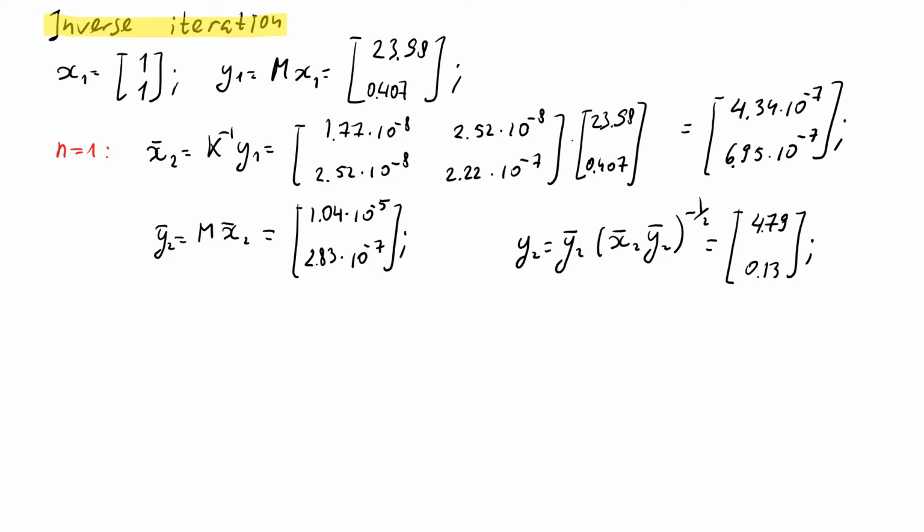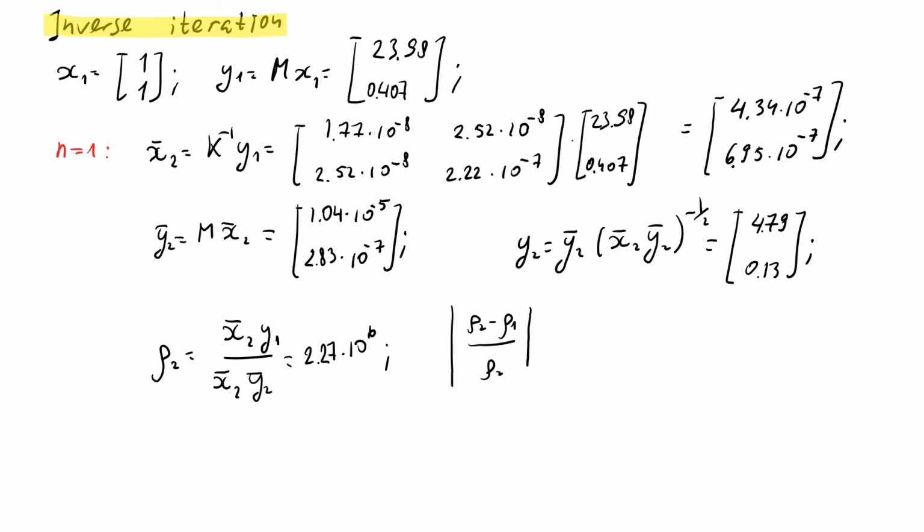So now we've got y bar 2, x bar 2, and we can use them to obtain our rho 2 using the Rayleigh quotient. And the last thing which we do in this step is we check whether convergence has been reached. So rho 2 minus rho 1 over rho 2. Rho 1 is the initial guess for our eigenvalue. It was 1. So of course in the first step you usually will not achieve any convergence.